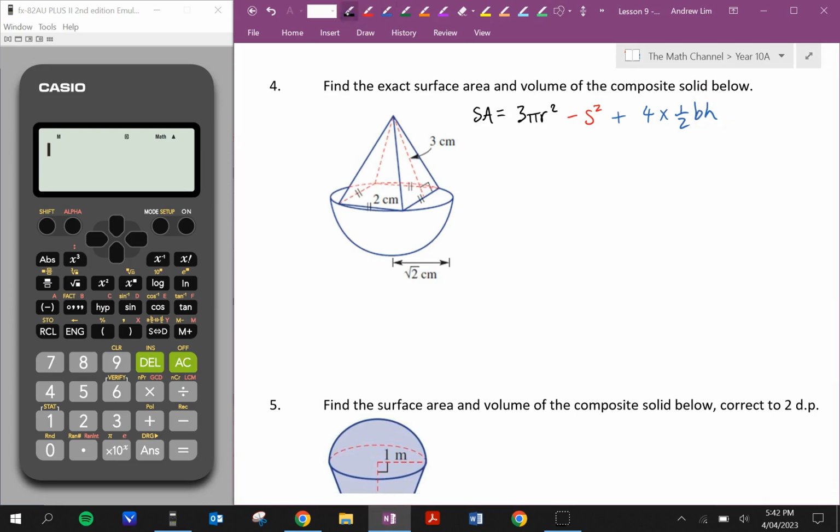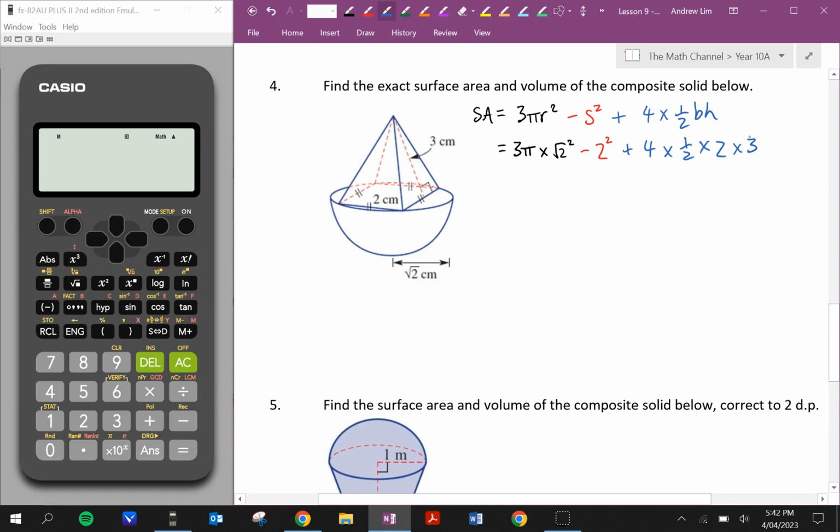So let's sub in some values now. 3 pi times the radius. The radius here is √2. Then I'm going to minus the square. The square is 2 squared. And I'm going to add the 4 triangles. 4 times half times base times height. The base of the triangle is 2. And the height is 3.